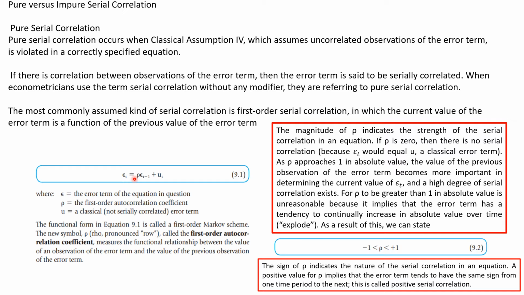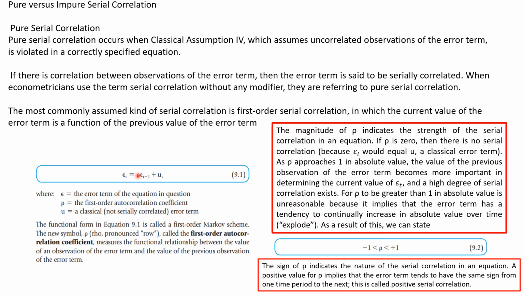The functional form of this equation is called the first order Markov scheme, and the symbol ρ is called the first order autocorrelation coefficient. It measures the functional relationship between the value of an observation of the error term and the value of the previous observation of the error term. So here the magnitude of ρ indicates the strength of the serial correlation in the equation.